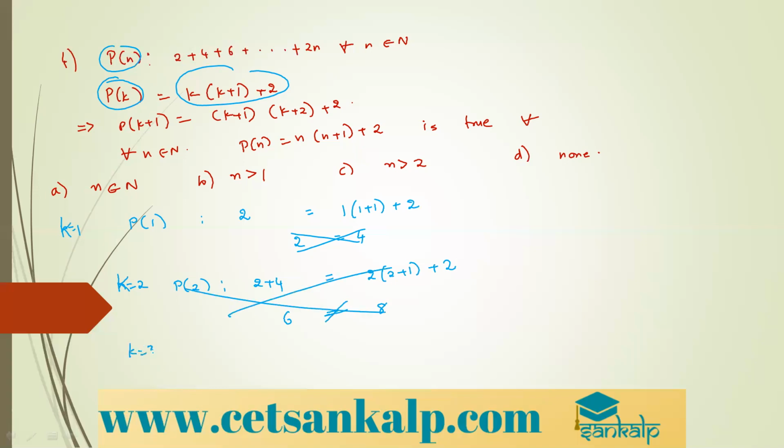Next we will put k equal to 3. So P of 3 will be 2 plus 4 plus 6. That is 12. Whereas on the other hand, I have k as 3. 3 into 3 plus 1, 4 plus 2. You are getting 12 plus 2, 14. So these two answers are not matching. That means you have to take none.